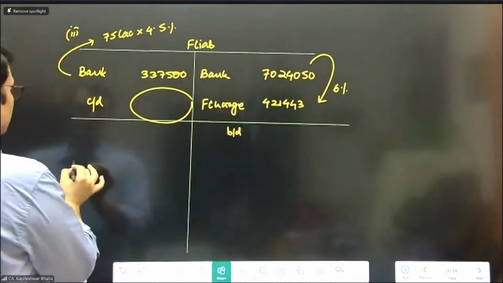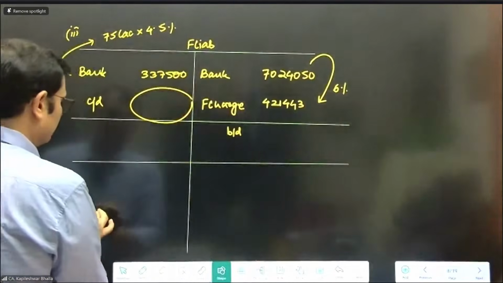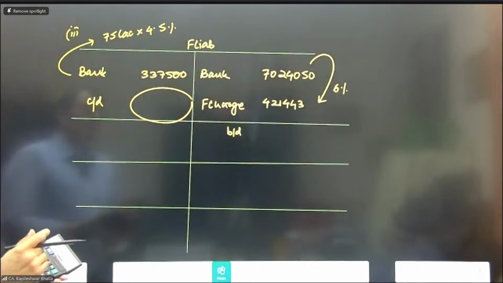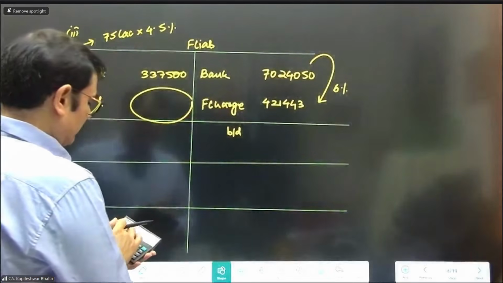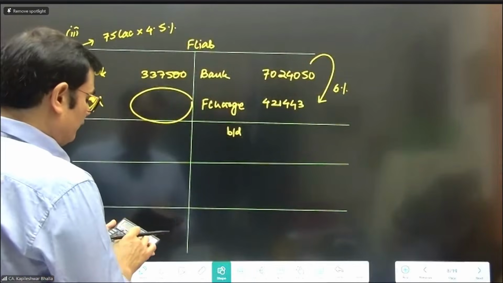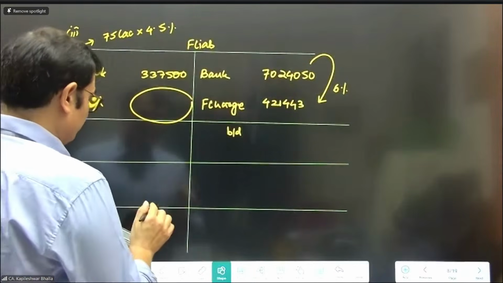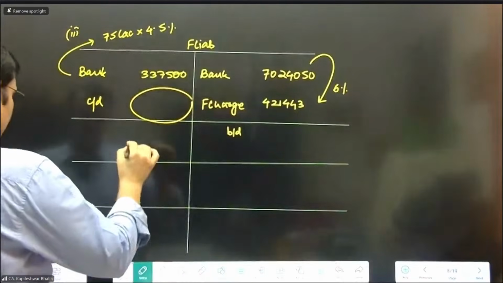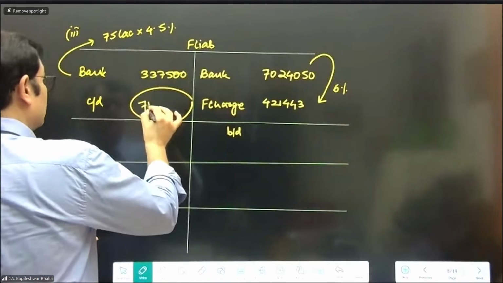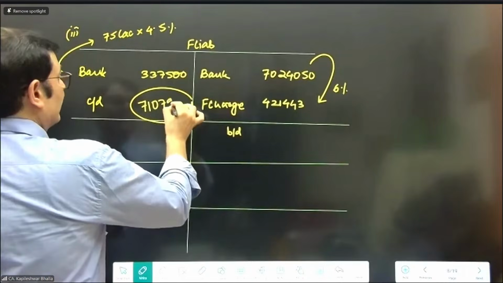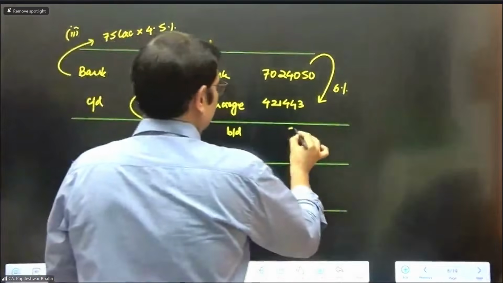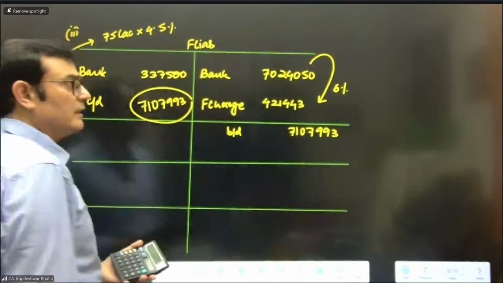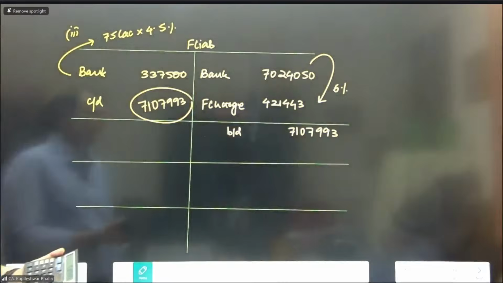I'll just make the ledgers second year, third year, fourth year. We need a fifth year as well. We'll do that. So this comes to 70,24,050, 421, 443, and 337,500. So this is, I think, 71 lakh 7,993. Now let's start computing the interest again.